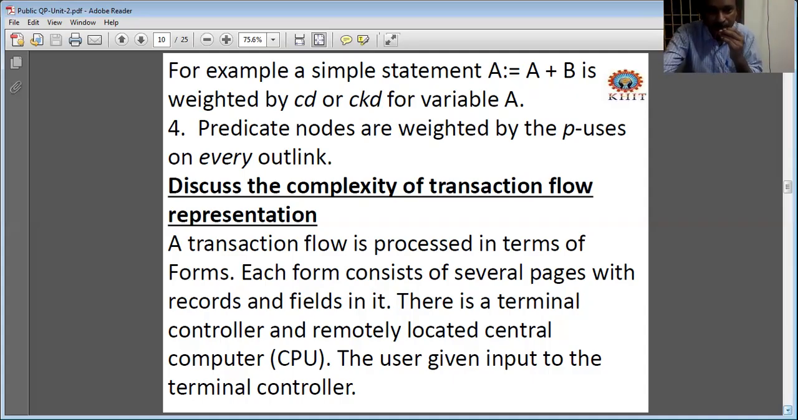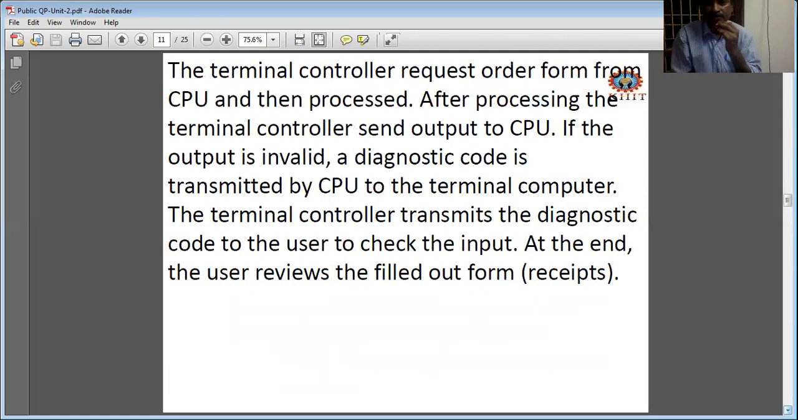The user gives input to the terminal controller. The terminal controller requests an order from the CPU and it is processed. After processing, the terminal controller sends output to the CPU. If the output is invalid, a diagnostic code is transmitted by the CPU to the terminal controller. The terminal controller transmits the diagnostic code to the user to check the input. At the end, the user reviews the filled form received.